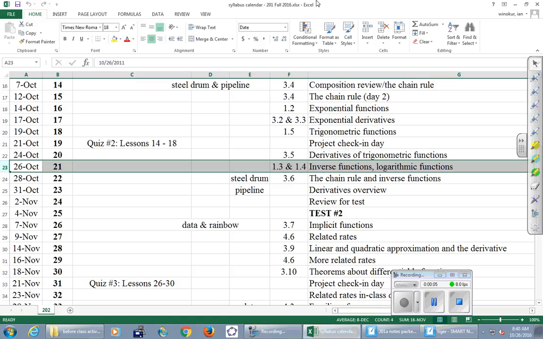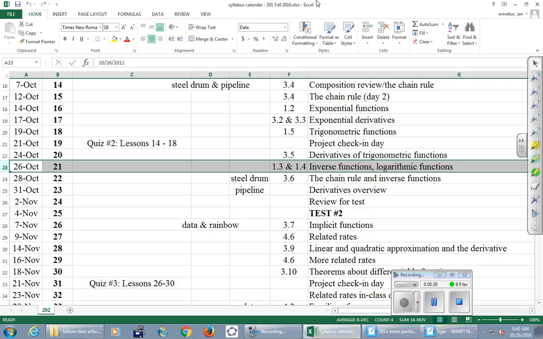Today we are covering inverse functions and log functions. You will notice that we are back in chapter 1 again, so this is another pre-calc review day. And today's review day is supposed to lead us into finding derivatives of log functions and inverse functions next class, okay? So reviewing those two and then taking derivatives next time.